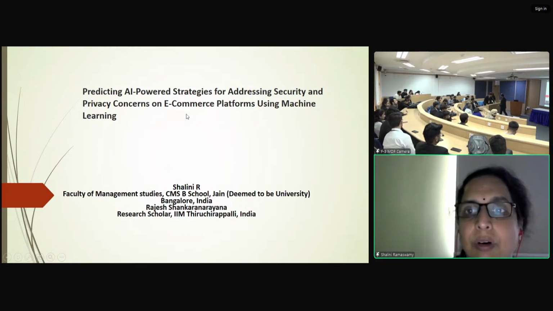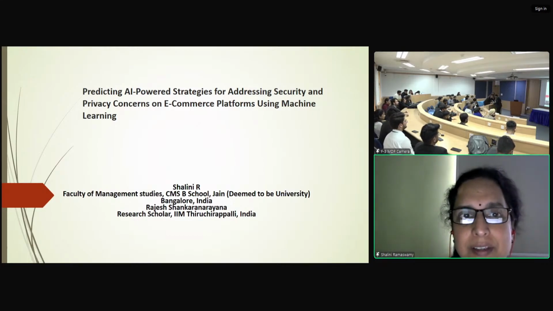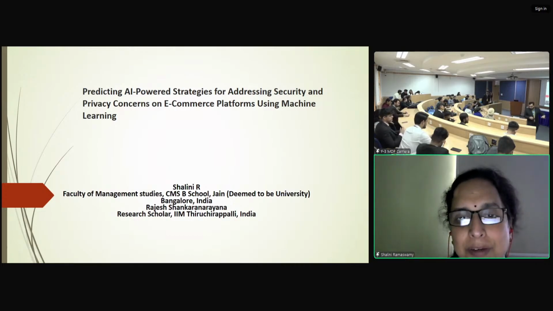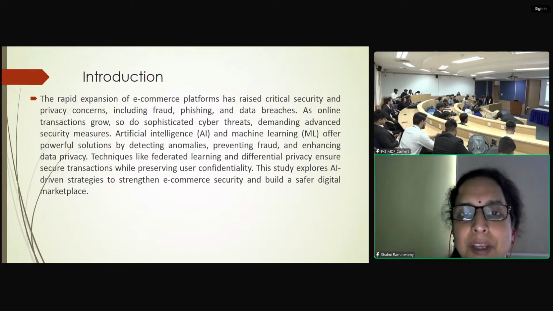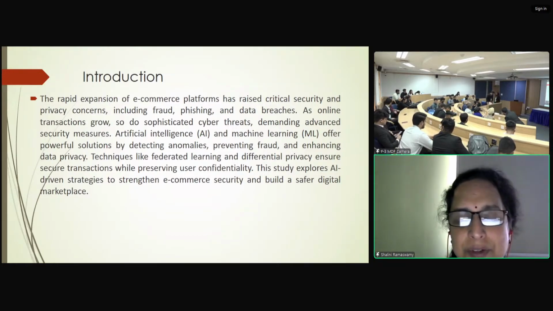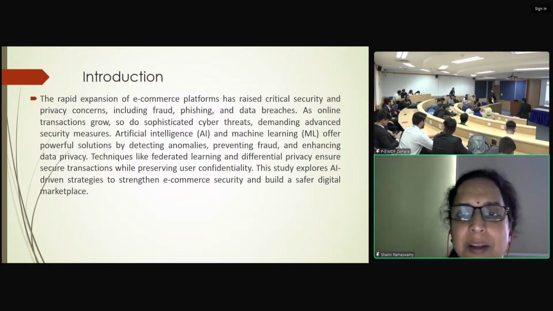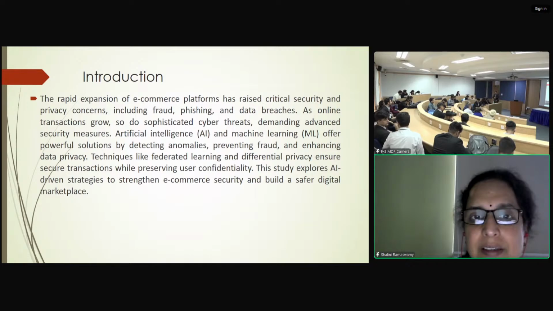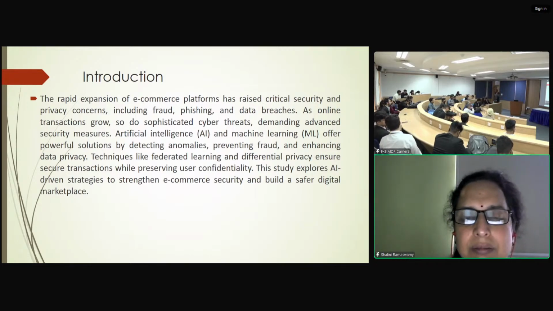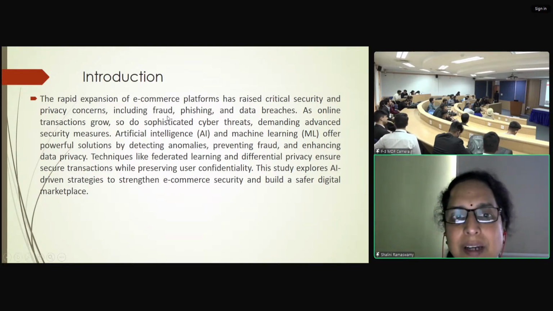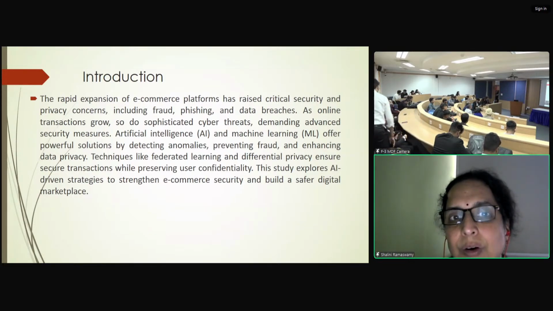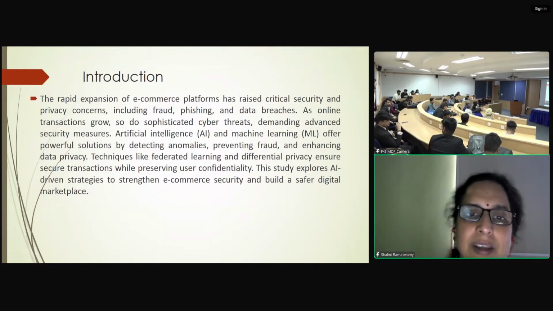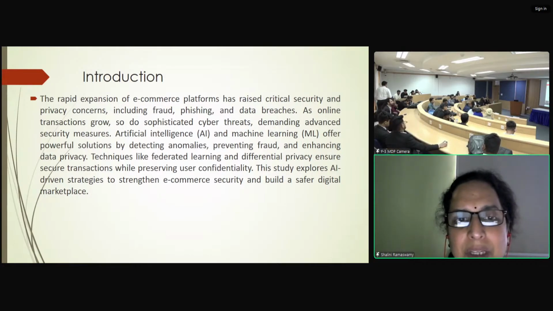This study focuses on addressing the security and privacy concerns of e-commerce platform users. We see day in and day out that there are so many cyber security threats, frauds, phishing, and data breaches happening. A lot of studies have already been done, but in spite of that, the instances are still happening. So I wanted to study again and understand what is causing the cyber threats, phishing, and fraud that is happening around us.